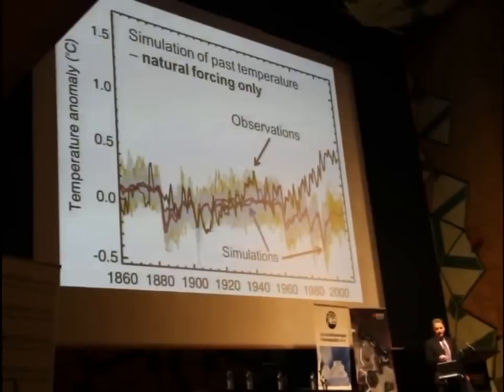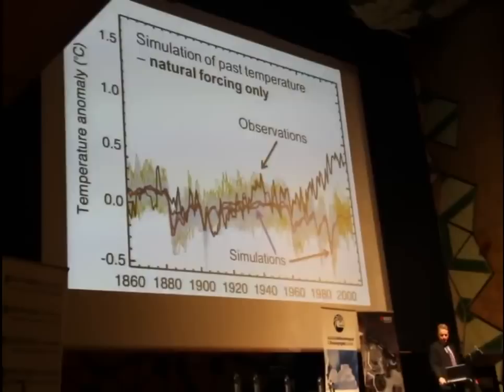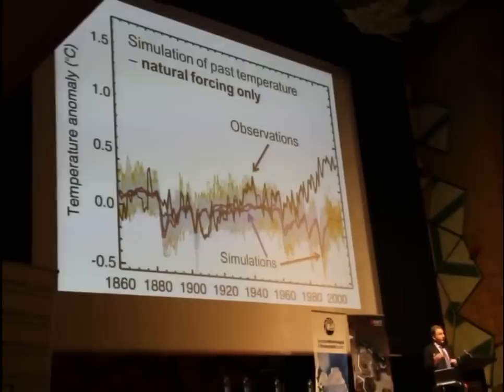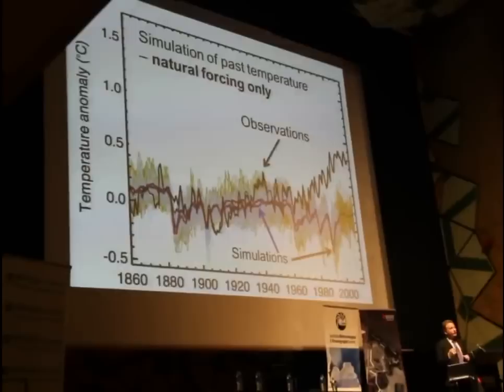That's if you only include natural processes. By the way, the yellow traces are from individual models. Each individual model will have its own internal variability. With these sorts of simulations, and with projections, which we'll come to later, we don't try to predict the phasing of individual, naturally occurring, internally driven changes to the climate system.